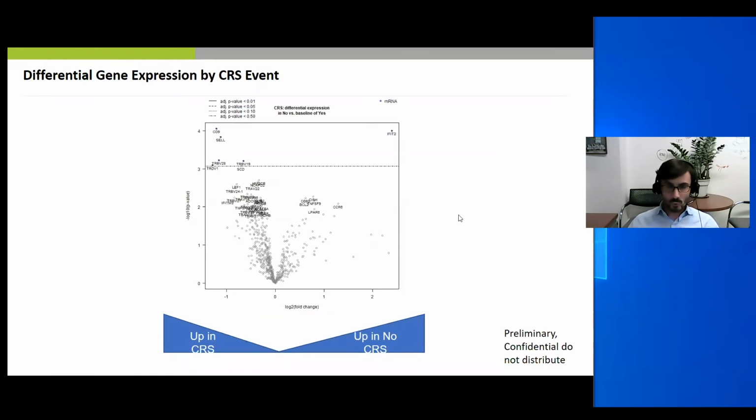Another way to use this data is to look at the correlation between gene expression and presence of cytokine release syndrome. And we do have some interesting results if we look at, for example, there are some chemokine receptors here and other factors that have been shown in this study to be related to cytokine release syndrome.